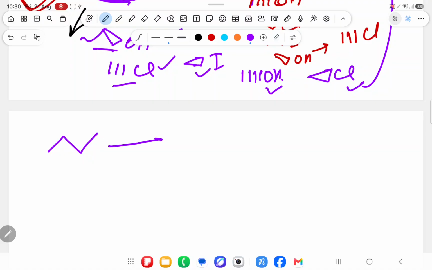One question. Cl2 in presence of H mu, what will happen? This is only given in hydrocarbon. One example I will take.